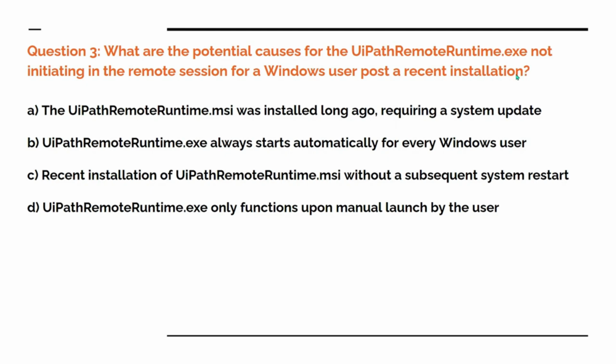It is not working after a recent installation. Options are: A, UiPath Remote Runtime.msi was installed long ago, requiring a system update. B, UiPath Remote Runtime.exe always starts automatically for every Windows user. C, recent installation of UiPath Remote Runtime.msi without a subsequent system restart. Mind this word, recent installation. You have not restarted. We studied that yesterday, right? After you install UiPath Remote Runtime.msi, you must restart. D, UiPath Remote Runtime.exe only functions upon manual launch by the user. Do you need to manually launch it?